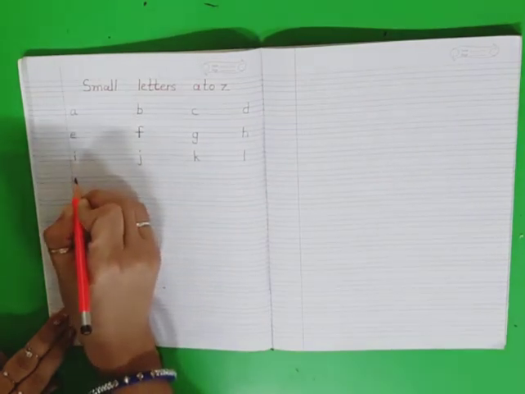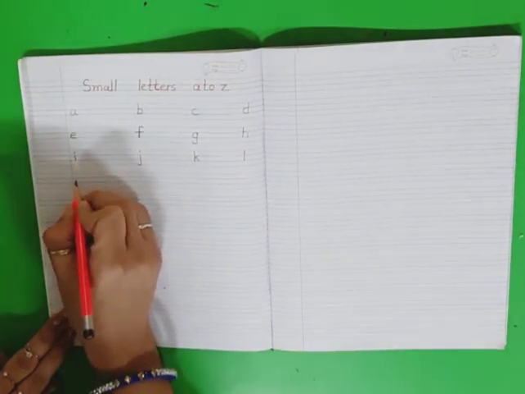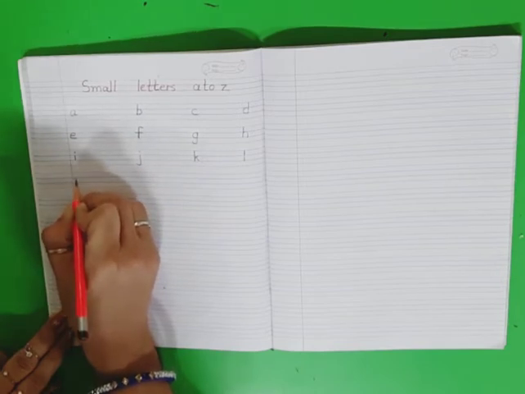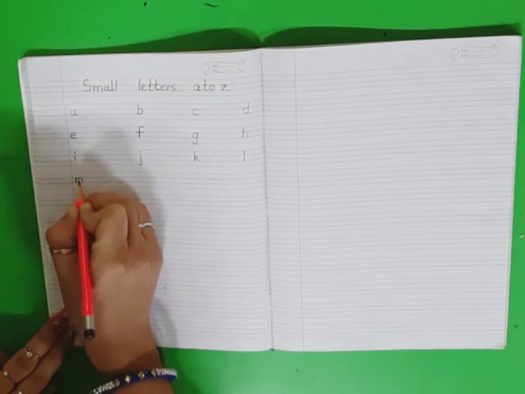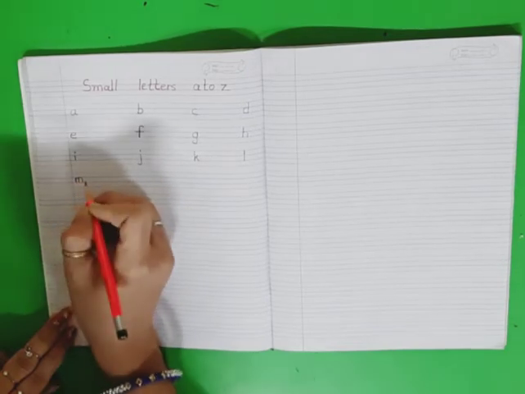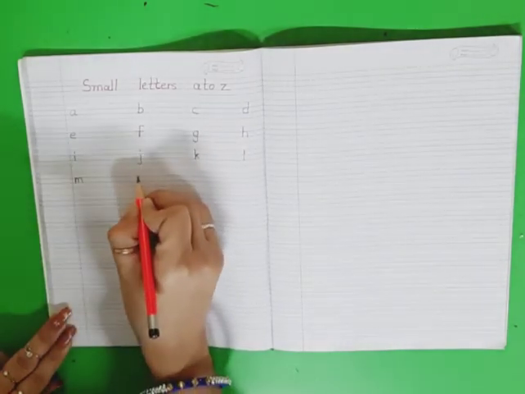Now which letter will come? That is M. After L which letter will come? That is M. First we have to make one standing line, then curve and then curve. This is called small letter M and we have to write in blue line only.